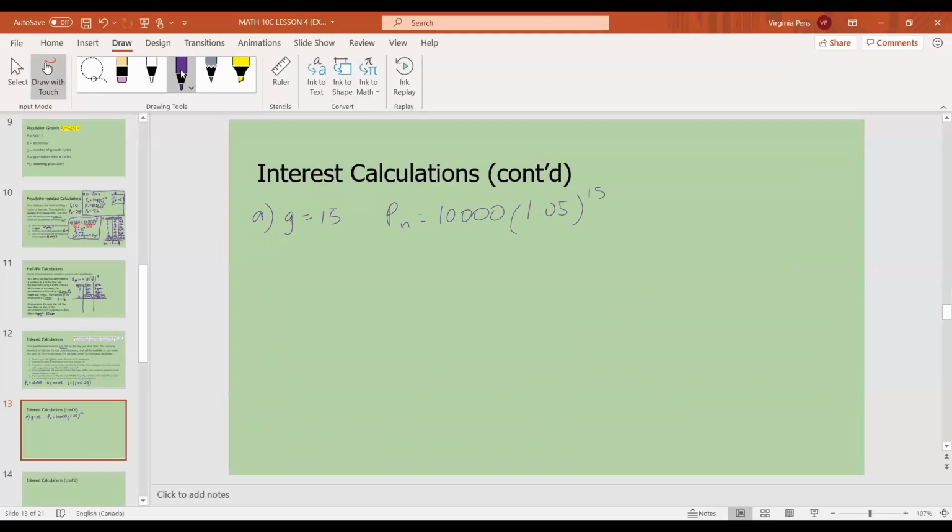So now it's just a matter of putting everything in your calculator. Pn is equal to 10,000 times 1.05 to the power of 15. This will give us $20,789 and a bunch of decimals. So let's round those decimals to the nearest hundredth, because that's how cents work. Pn is equal to 20,789 and 28 cents. All right, B, let's move on.